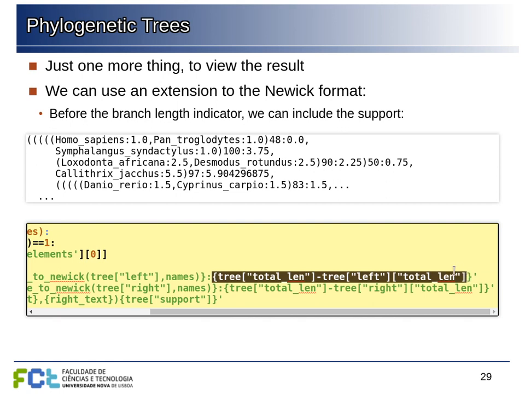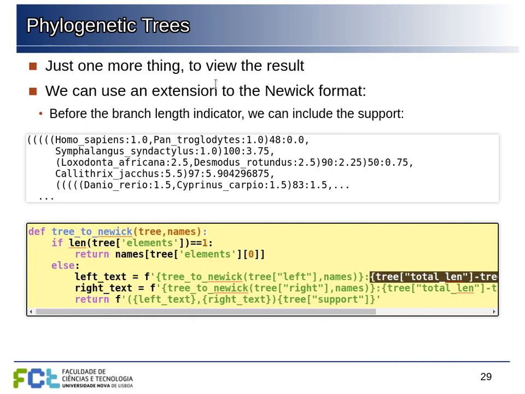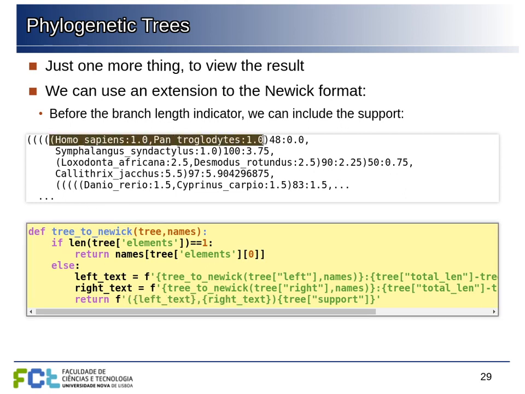But we also need to include the support. We're going to use an extension to the Newick format that includes the support in this value here before the colon marker indicating the length. So this is the notation here. We have the branching, and here we have the support, and then a length, and then here another support and the length. So what we're going to do here is create these branches here with the parentheses.